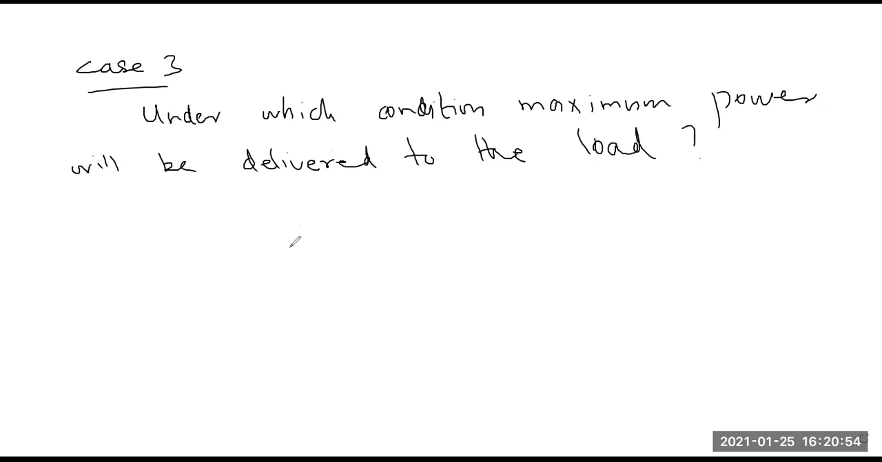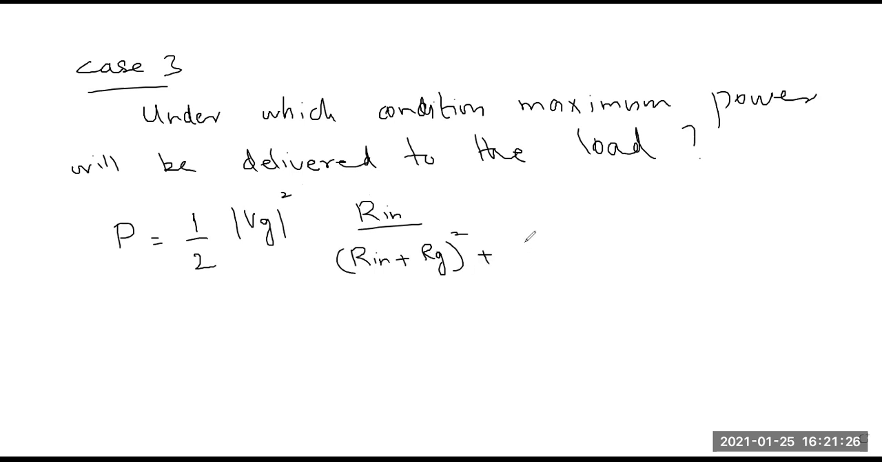So this question can be answered using mathematical analysis on power. The general expression of power was that power is equal to 1 by 2 magnitude square of Vg into Rn divided by (Rn plus Rg) whole square plus (Xn plus Xg) whole square. This is our general power expression.